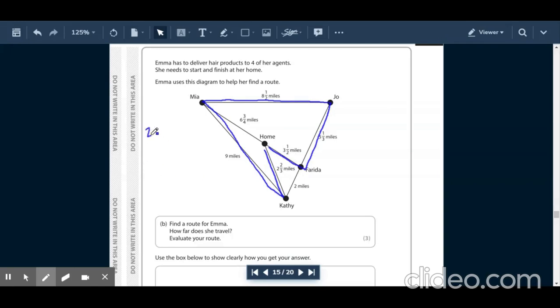So that is my route, and then I will just take each of the distances. So I've got 2 2/3 plus 9 plus this route here is plus 8.5, and then plus 5 1/3, and then plus 3.5. I added all of that together.